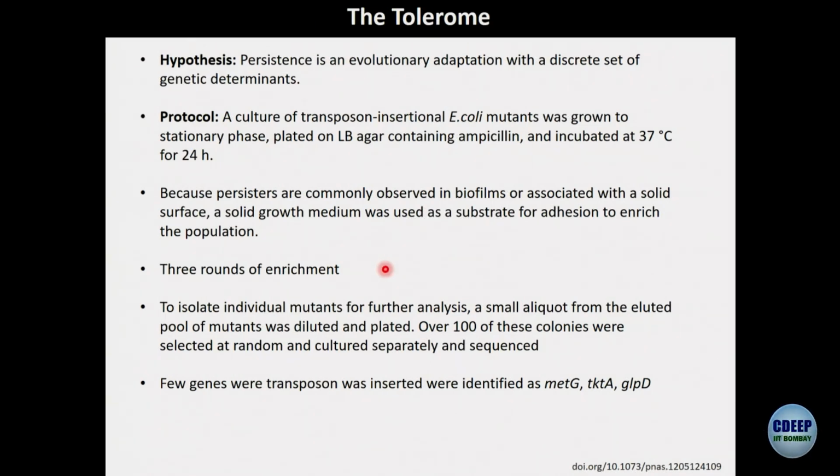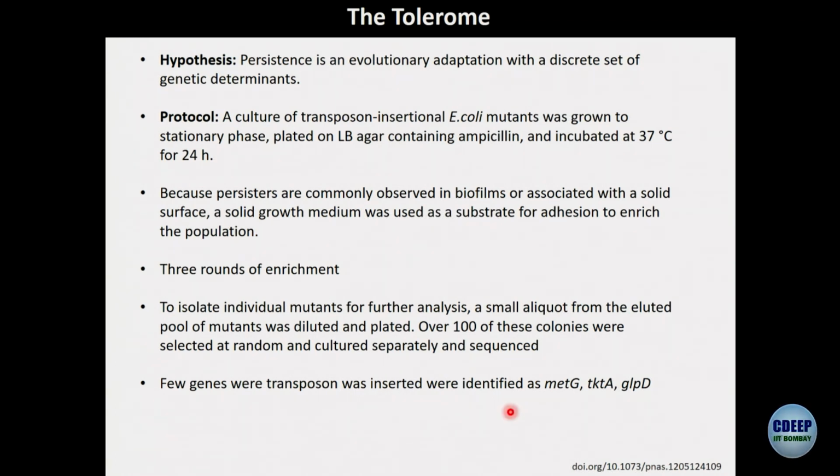And then they isolated individual isolates, approximately 100 colonies after 3 rounds, and did NGS analysis of those 100 isolates. Next generation sequencing, whole genome sequencing. They found mutations predominantly in 3 genes. A few genes where transposons were inserted were predominantly identified by this.